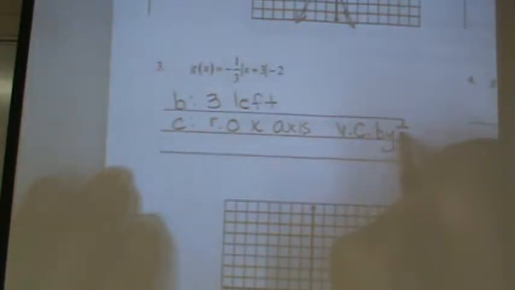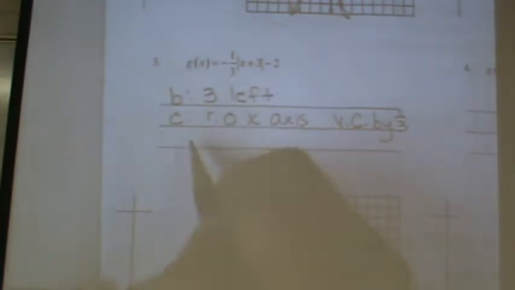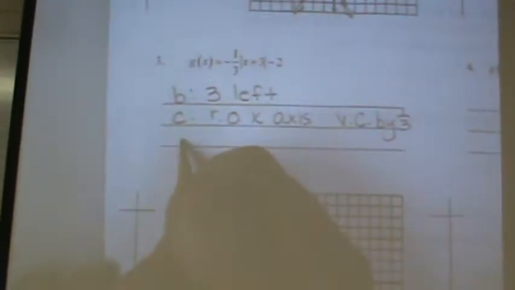This one, there's no A value, but the B value is 3 units left. C is a reflection over the x-axis, so it's upside down. And it's a vertical compression by 1/3. So it's going to be wider, it's opening up, and then 2 units down, right? 2 down.